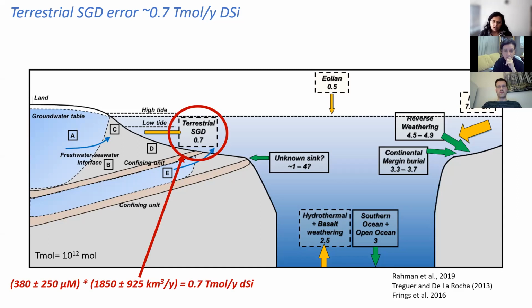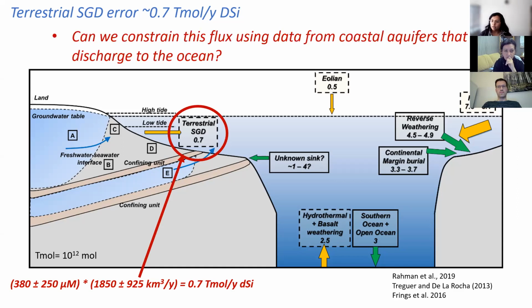So we thought, well, can we constrain this flux, but using only data from coastal aquifers that actually discharge to the ocean? Because what he was doing was this interior survey and a mass average of, I'm not sure, I think over 1,200 data points. And so we wanted to focus in on only coastal and subterranean aquifers that were discharging to the ocean.